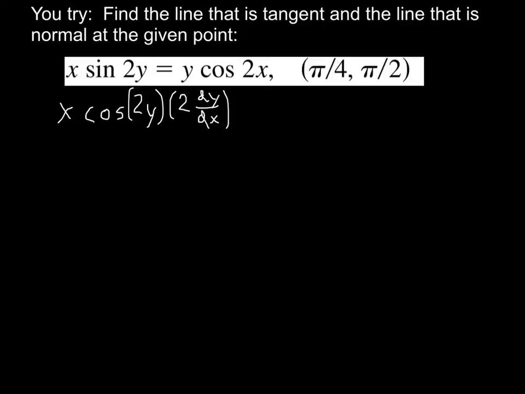So first times the derivative of the second, plus second times the derivative of the first, well, derivative of x is just 1, equals first times the derivative of the second. Derivative of cosine is negative, so I'm going to put that in front. Sine of 2, leave the inside alone. And then derivative of the inside is 2.